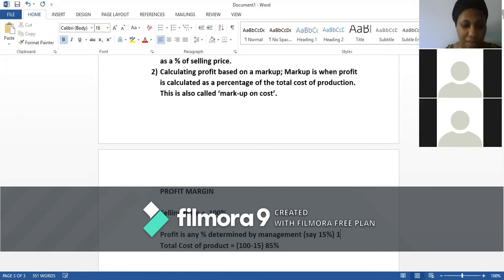So in this case, 15% of selling price, meaning that our total cost will be 85%. Because if selling price represents 100%, and you say 100% minus 15%, which is the profit, then your total cost of production must not be greater than 85%. That is the concept of profit margin.